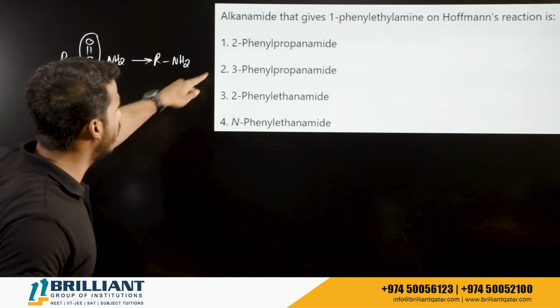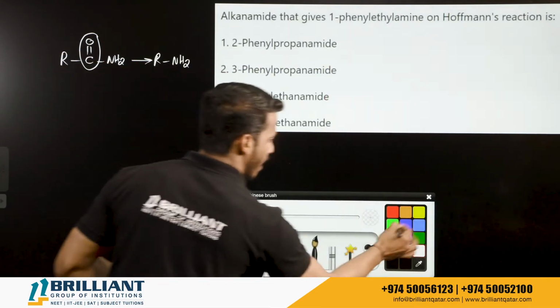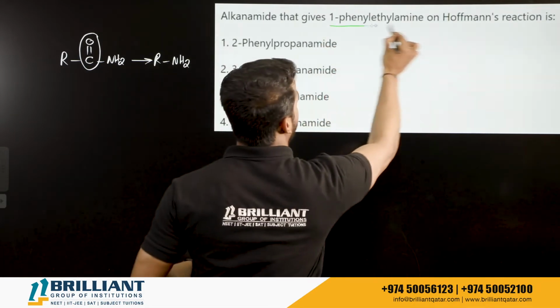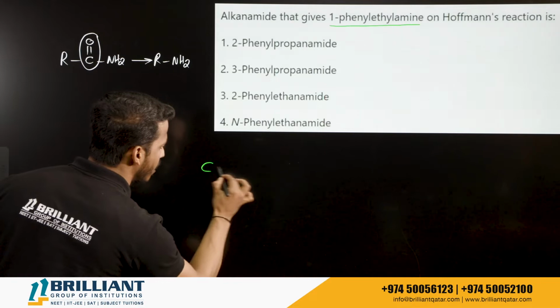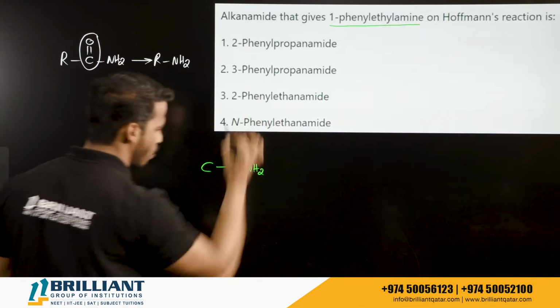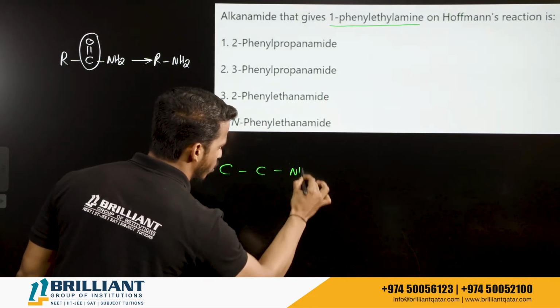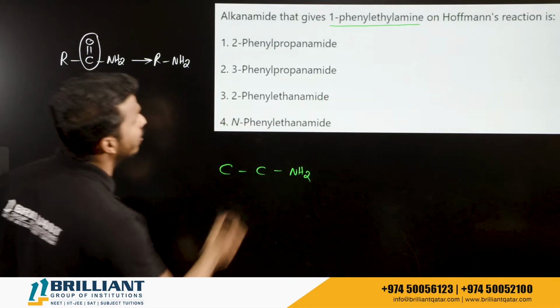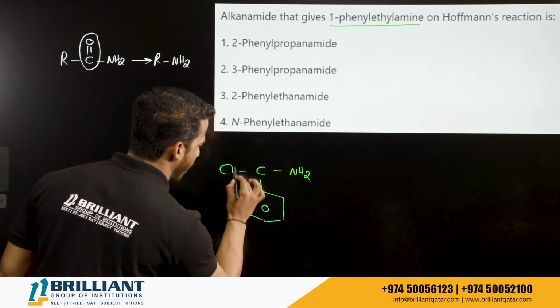Alright. So here you want to prepare 1-phenylethylamine. What is that compound? Let's draw the structure. What is ethylamine? Ethylamine means there are 2 carbons with an NH2 group, CCNH2. This is called ethylamine. In the first position, there is a phenyl ring. Yes, this is the amine we have to prepare.